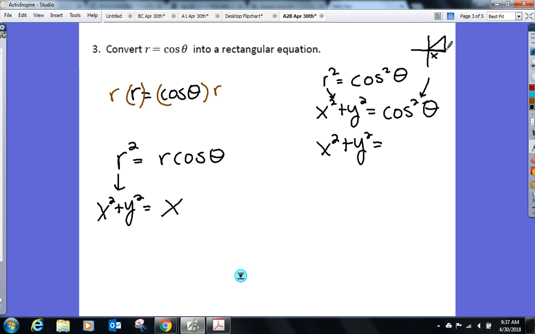Over here, cosine is adjacent over hypotenuse, right? Adjacent is x. Hypotenuse would be 1 here. So x over 1 is the same as x. So x squared and y squared, both are squared. Anybody know what graph this is going to be then? That's still a circle. Yep.